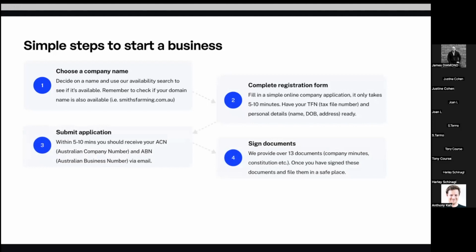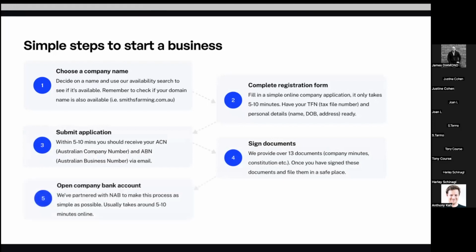So it's all a pretty straightforward flow. Store them in a safe place. And you're basically ready to open a company bank account. So we've partnered with NAB to make that process quite simple and straightforward. It should only take you about 5 to 10 minutes to do that online.